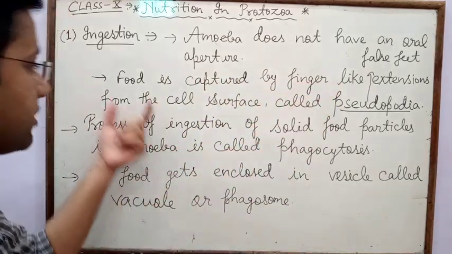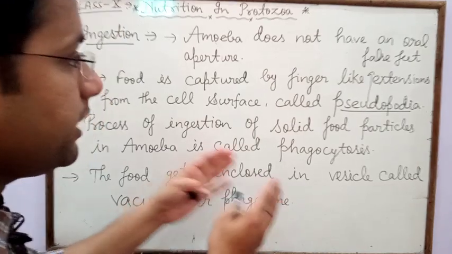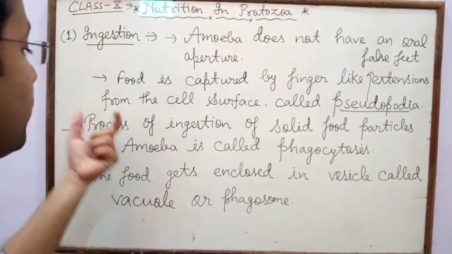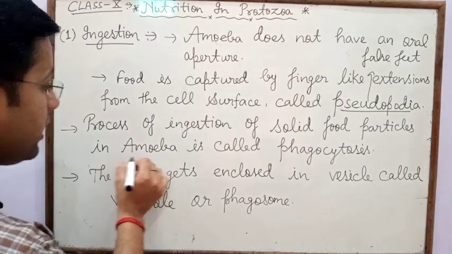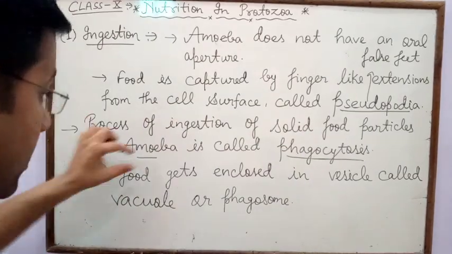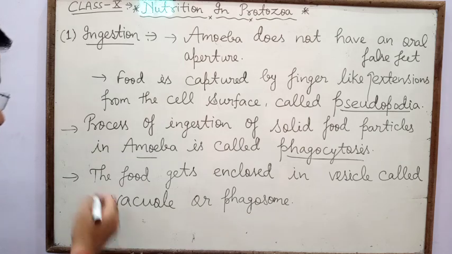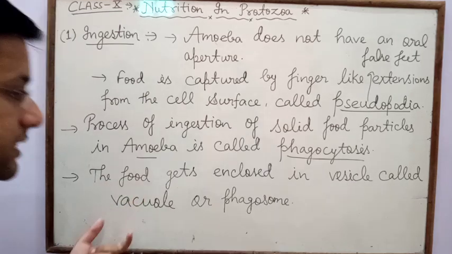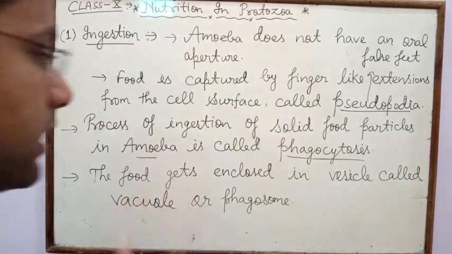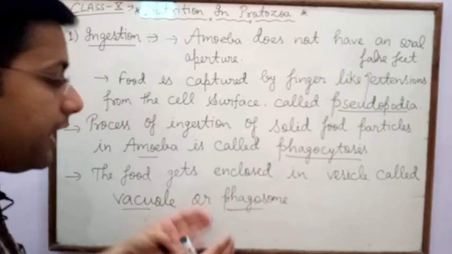The cell membrane is very flexible, and due to the pressure of cytoplasm, finger-like projections are formed, called pseudopodia or false feet. The process of ingestion of solid food particles in amoeba is called phagocytosis. The food gets enclosed in a vesicle called a vacuole or phagosome, in which the food is enclosed for digestion.